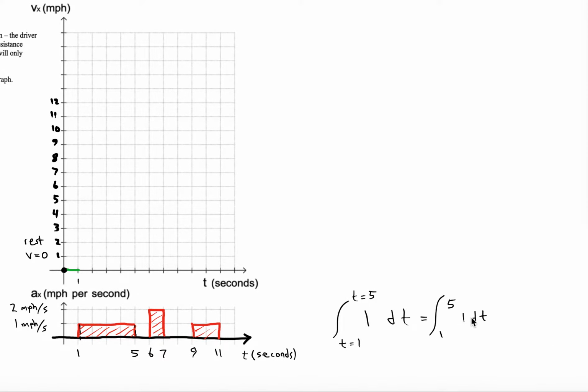Alright, now the antiderivative of 1 is t. But after we find the antiderivative, we have to move our limits from the left side to the right side. And what this means is we're going to plug in the 5 and the 1.